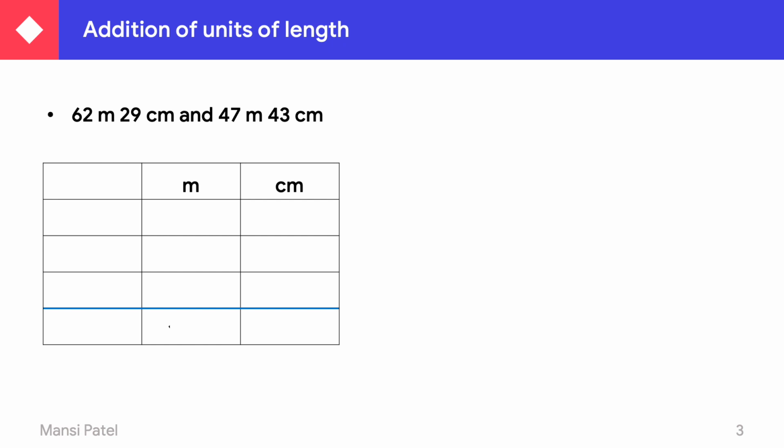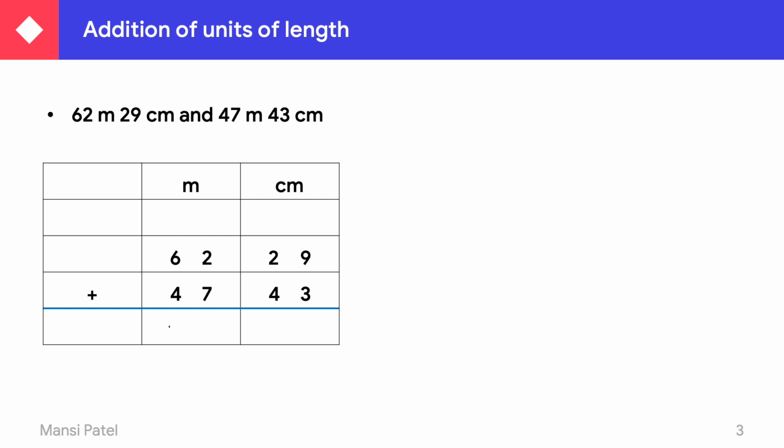In our question, how many meter are there in the first? There are 62 meter, so we write down 62 first. And then how many centimeter? 29 centimeter. In this we have to do the addition, so we put the plus sign. Then how many meter? 47 meter. And how many centimeter? 43 centimeter. Now just do the addition.